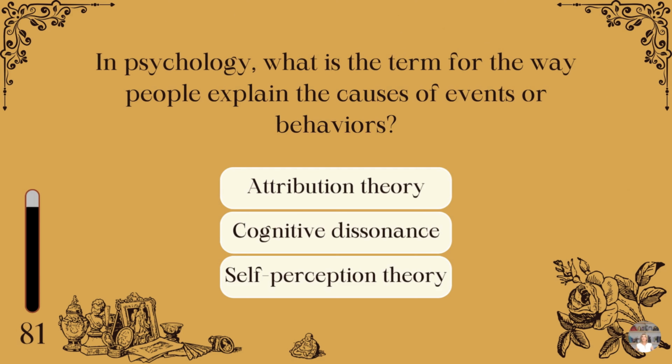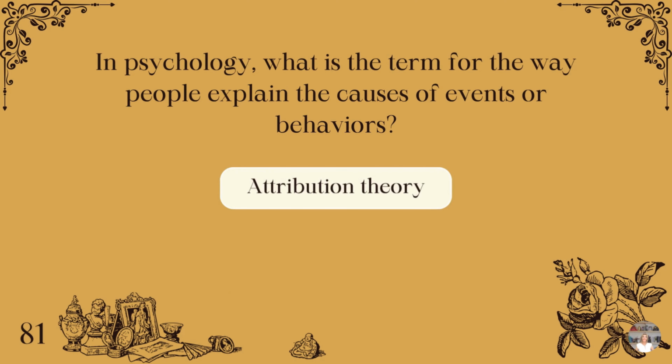In psychology, what is the term for the way people explain the causes of events or behaviors? Attribution theory, cognitive dissonance, or self-perception theory? Attribution theory.